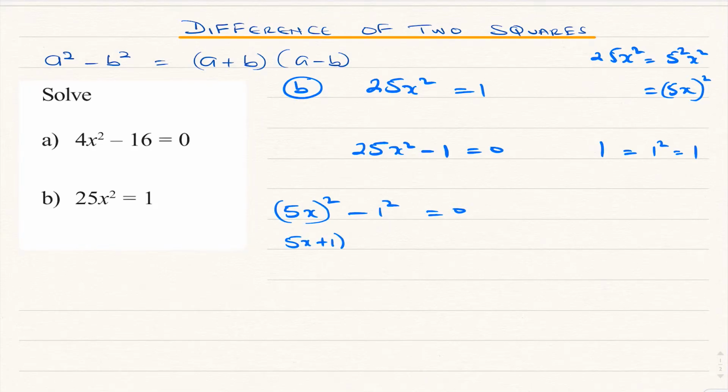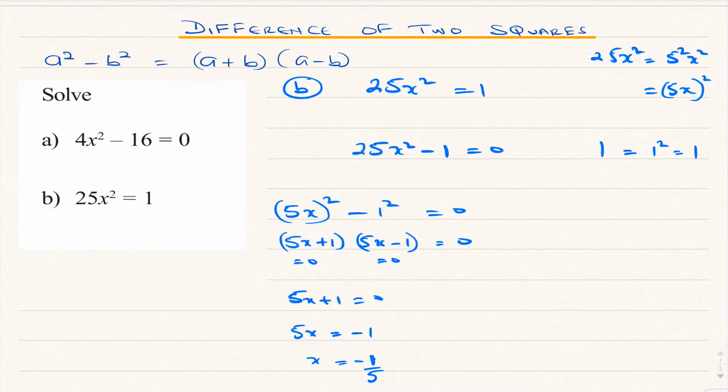5x plus 1, 5x minus 1 equal to 0. Set 5x plus 1 to 0 and set the other to 0. 5x equals minus 1. x equals minus 1 over 5. And the other one set to 0: 5x minus 1 equal to 0. 5x equal to 1. x equal to 1 over 5. And those are the solutions.